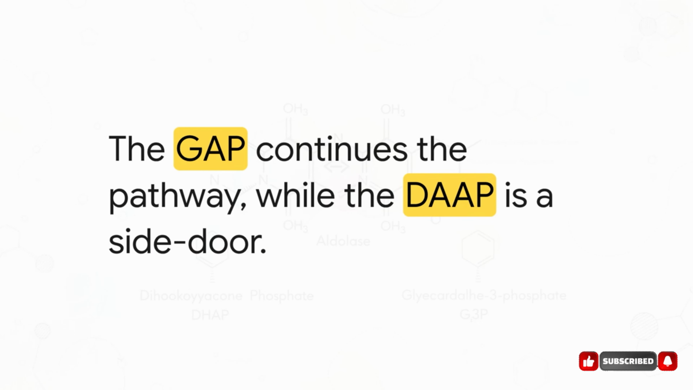To easily remember these 2 products for test day, just think of them as the DAAP and the GAP. The GAP, glyceraldehyde 3-phosphate, is literally the gap that the rest of the pathway can smoothly walk right through. The DAAP, on the other hand, operates a bit more like a side door, but usually it just gets tapped back into the main hallway by an isomerase, so it can be burned for energy.